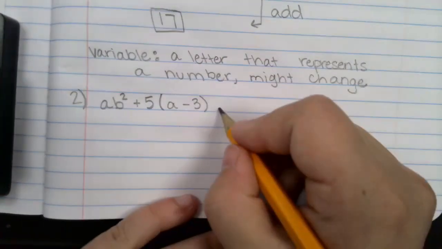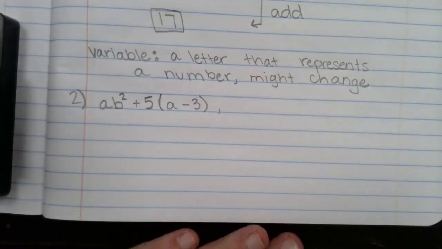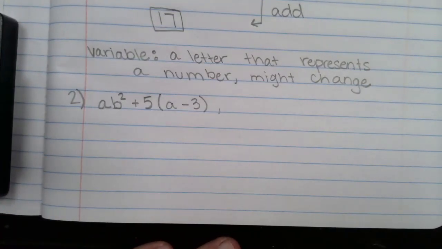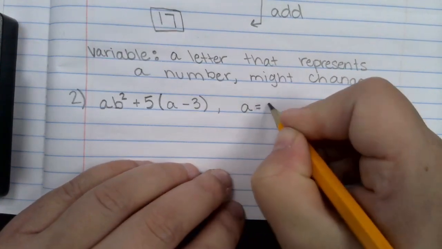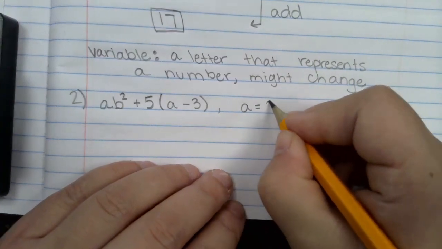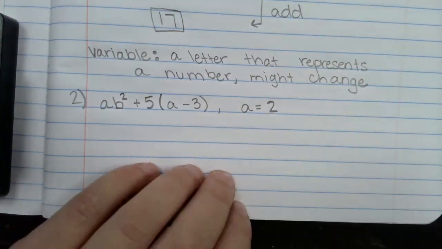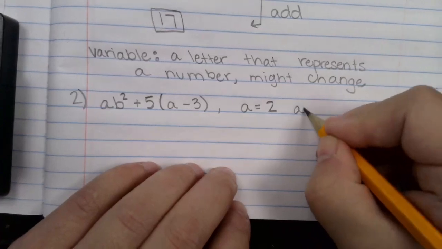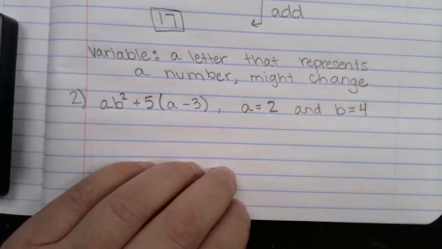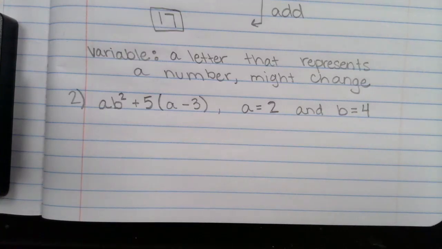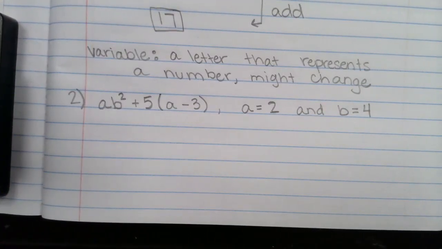Okay, in this problem, that's not the whole problem yet. We have to evaluate it. We have to find the answer. We can't find the answer quite yet. We know that A is equal to 2. Oh, it's these type of problems. These are the easiest. And B equals 4. These are the easiest to do.